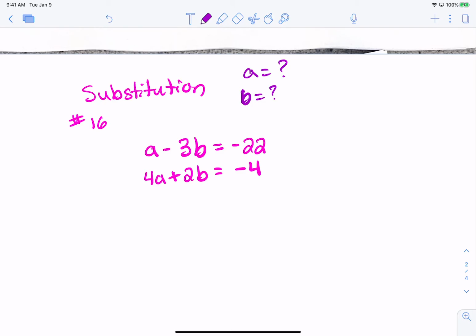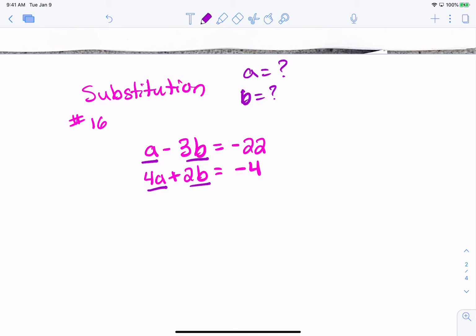So we want to be able to have like A equals a bunch of junk or B equals a bunch of junk. And we don't have that right now because A and B are both on the same side of the equal sign. So we've got to move some stuff. So here are my options. And some of you guys know which one's easiest already. I either want to solve for this A, solve for this B, solve for this A, or solve for this B. Which one would you like to do?